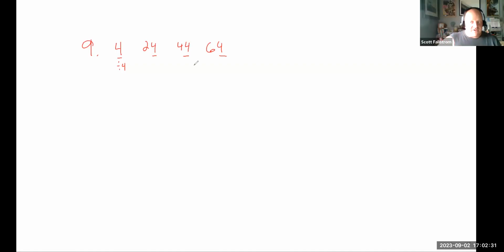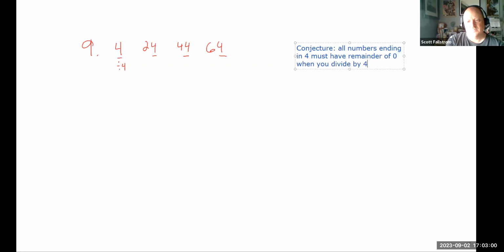Now, big question for you is, how would you respond to this student in your classroom? A student has come up with a conjecture. So just to remember, conjecture is a statement they believe to be true, right? All numbers ending in 4 must have remainder of 0 when you divide by 4. Okay, that is Joey's conjecture. Maybe it's true, right? That's the first thing we should be thinking is, hey, that might be true. But there has to be some reasoning behind it.